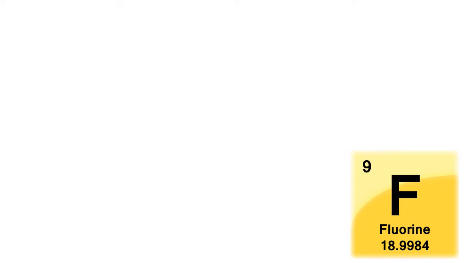Alright, so the first thing you need to do when you're doing Bohr models is go ahead and look at your periodic table, and you need to find the atomic number. This is a place where some students make mistakes. This is your atomic number up here. This is your atomic mass.